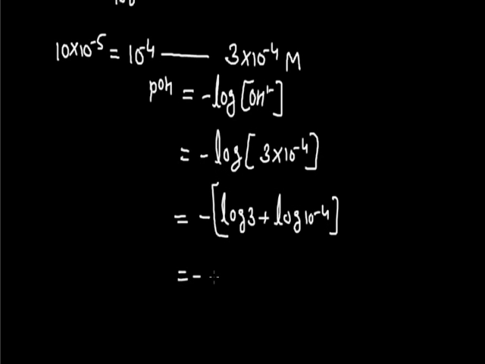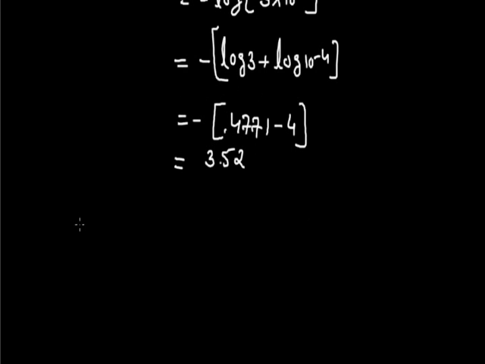Log 3 has the value 0.4771, and log 10 power minus 4, on solving, gives the value minus 4. Solving this further, we have the value 3.52, which is the pOH of this solution. Now, as we know, for the calculation of pH we subtract this value from 14, so the pH will be 14 minus 3.52, and the value is 10.47.